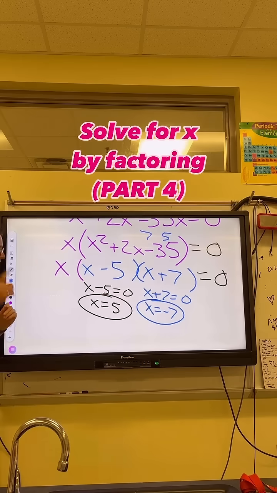And then there's one last answer, because the x itself could be 0. When is x equal to 0? When x is 0. So in this case, there are 3 solutions.